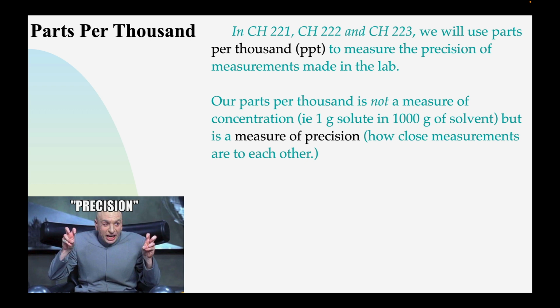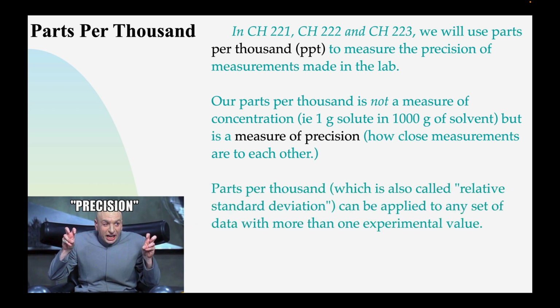Our parts per thousand will be a measure of precision, how close your measurements are to each other. And it's a pretty simple thing to do, and you get a number whose magnitude shows you how close or, for example, far away you are. Parts per thousand is known in the math world as a relative standard deviation, and the important thing for us is that it can be applied to any set of data where you have more than just one experimental value. So maybe you calculated a wavelength for a certain experiment, and you have 2 values from 2 separate experiments. This would be a good time to apply parts per thousand.